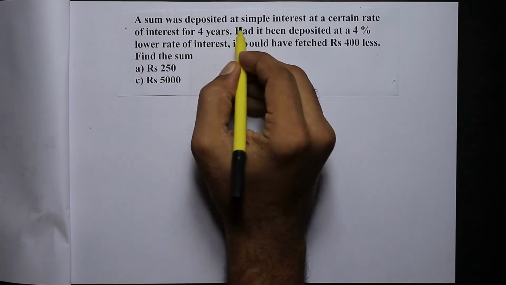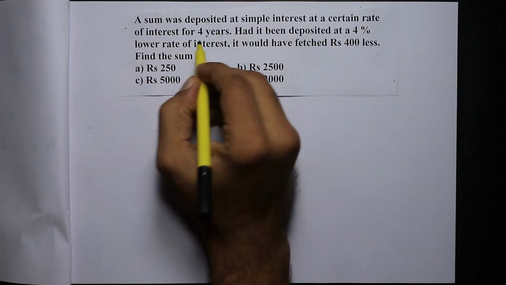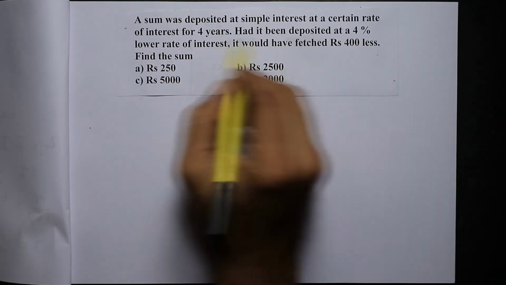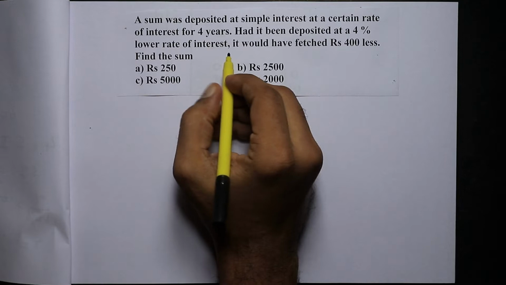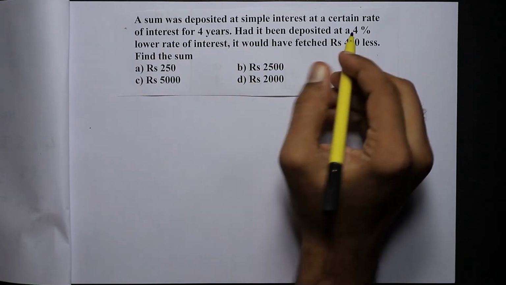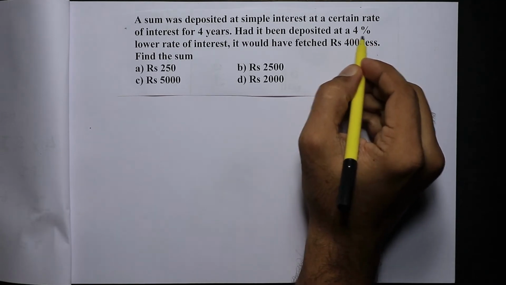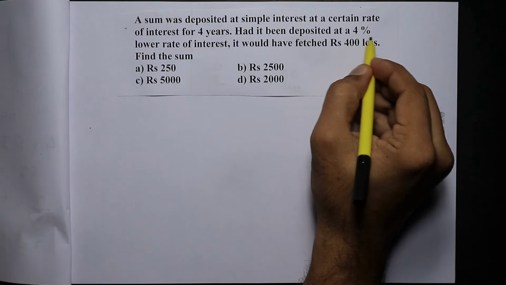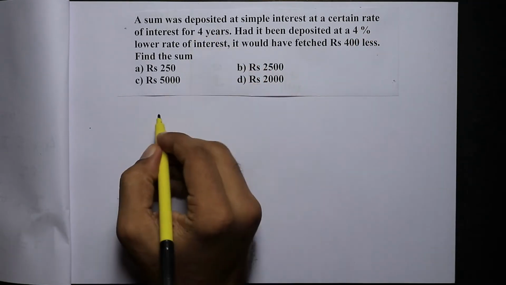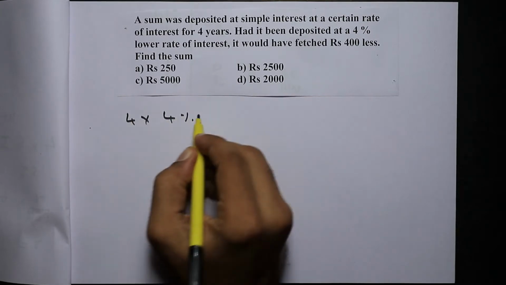A sum was deposited at simple interest at a certain rate of interest for 4 years. Had it been deposited at a 4% lower rate of interest, it would have fetched rupees 400 less. So every year the rate of interest is 4% less. What you will be getting less every year is 4% of the principal, like that for 4 years.